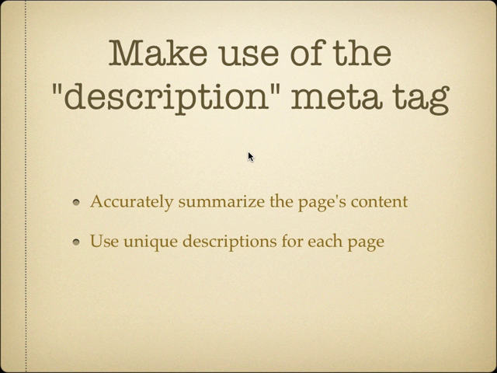So you want to accurately summarize what's on the page, and you want a unique description for each page. Remember, each individual page is a separate optimization challenge. If you have a website about a particular thing, you're not going to use the same description for every single page. You want to be specific about what's in that specific page. The search engine sees pages, it doesn't see sites. So page by page by page. I'm very lazy about doing this myself.